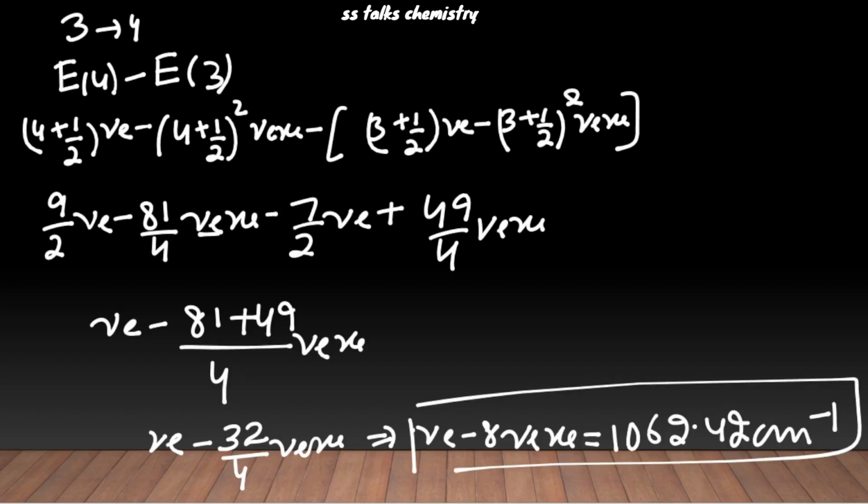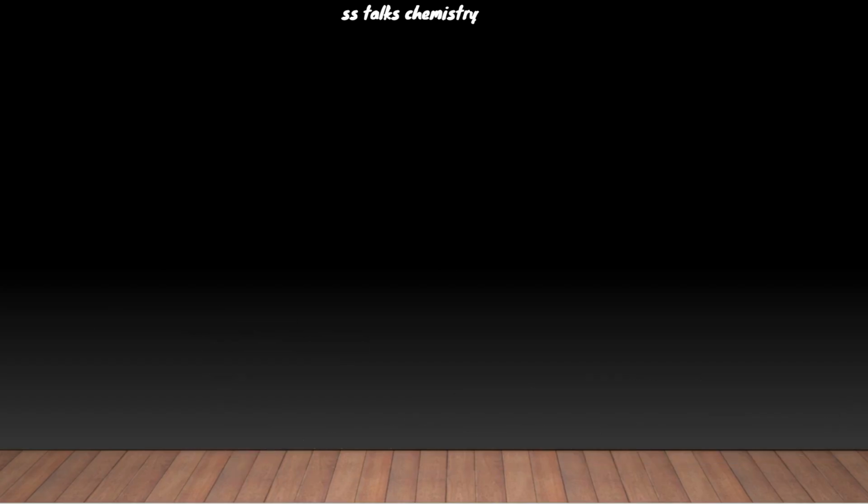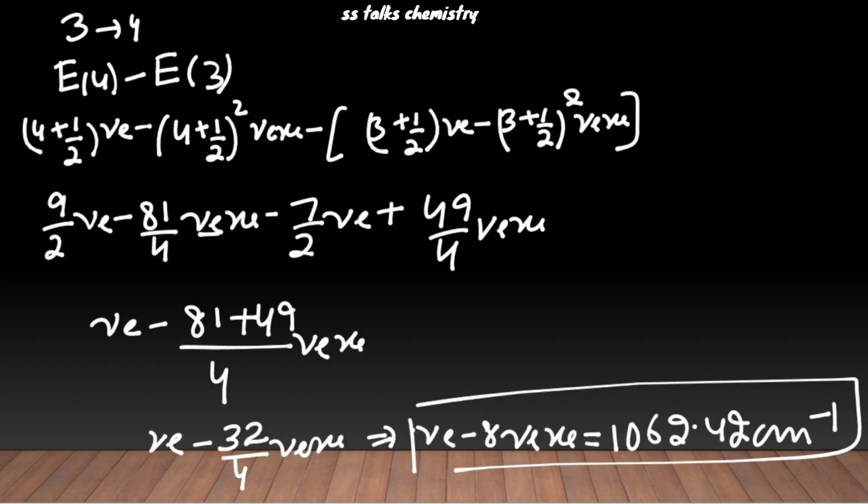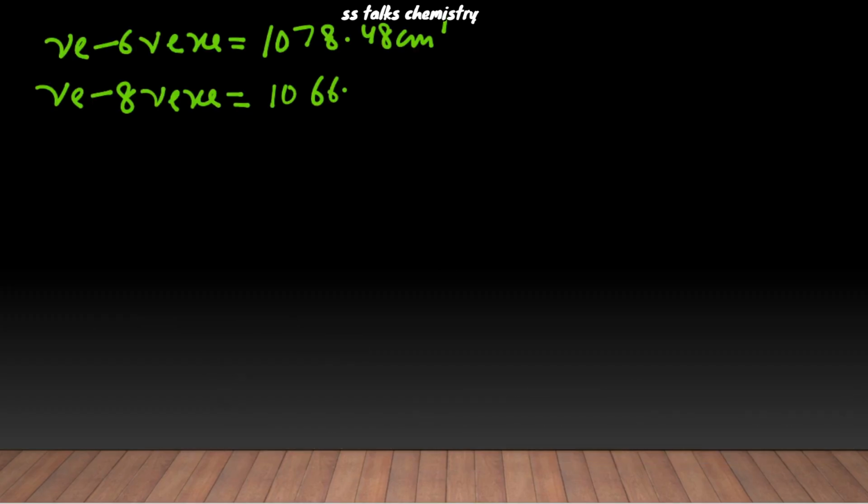Now using these two equations, we can easily find the values of nu e and nu e xe. First, nu e minus 6 nu e xe is 1078.48 centimeter inverse, the value we got, and nu e minus 8 nu e xe is 1062.42.